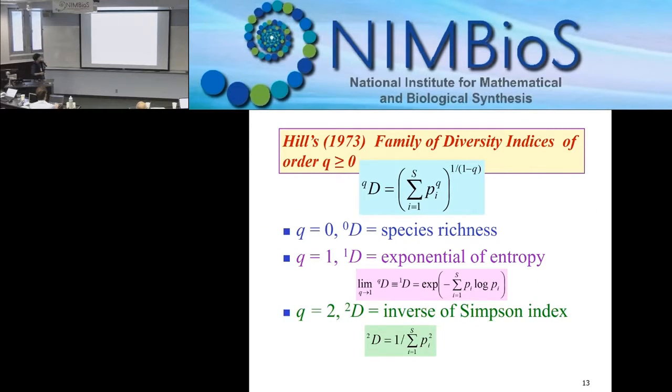And Hill integrates the three measures into a family, which we call Hill numbers, and can be expressed in this formula in terms of those relative species abundances. Also important here is the diversity order q, and q equals 0, 1, 2 reduces to the three measures I just mentioned.